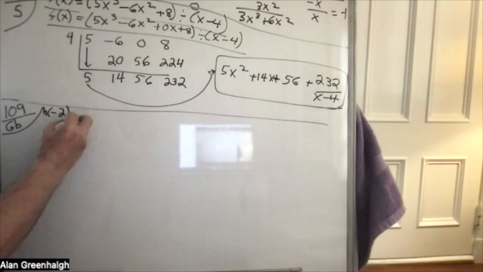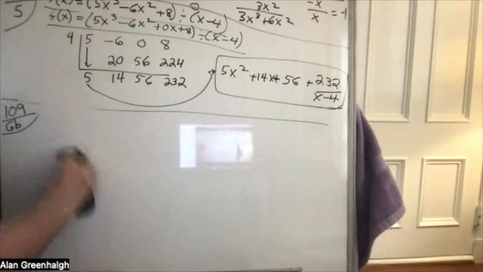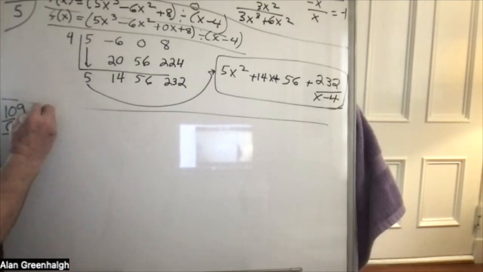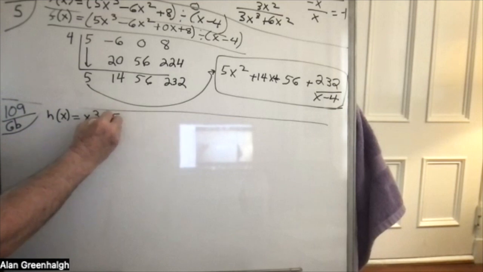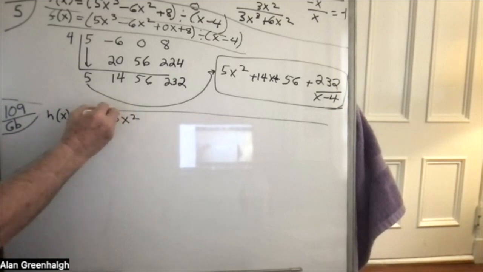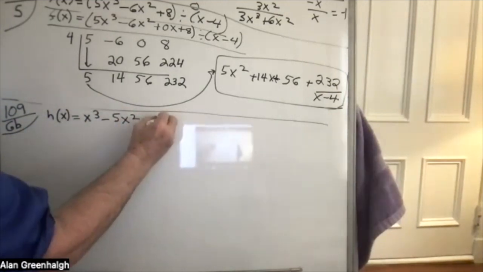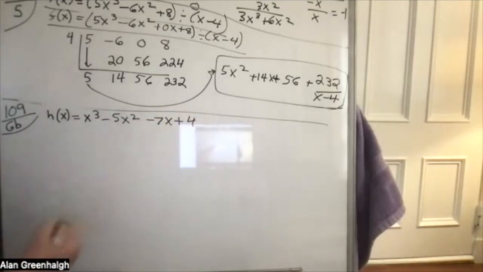And the function that we're given, actually, this is not a good way to write it. The way to write it is you always write the function first. H of x equals x to the third minus 5x squared minus 7x plus 4. And we want to find h of -2. They want us to use two methods, the remainder theorem and synthetic division.